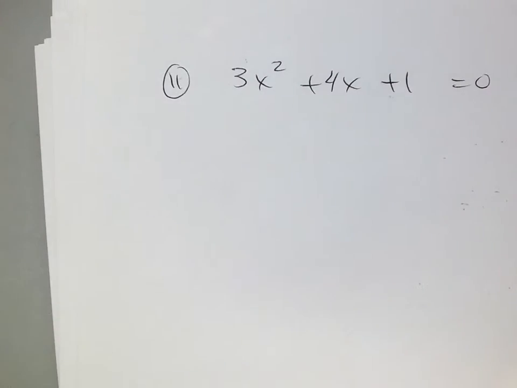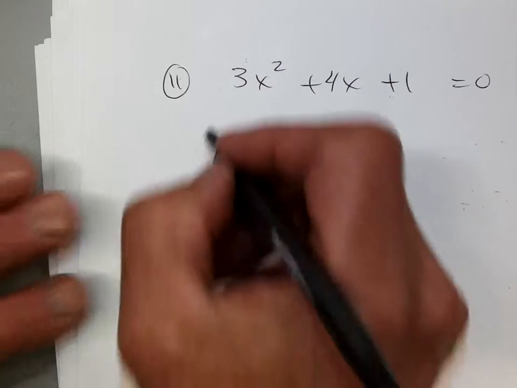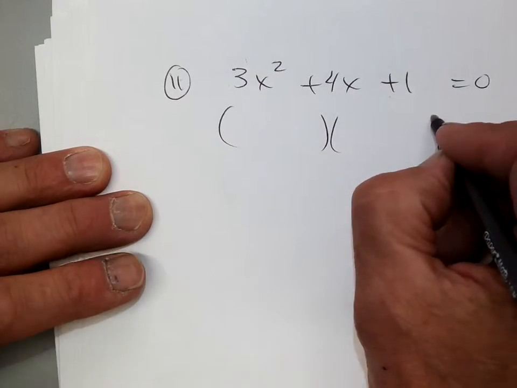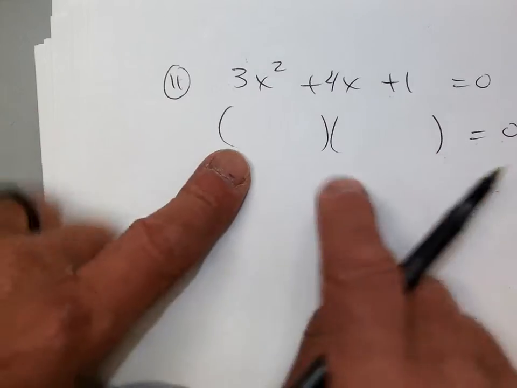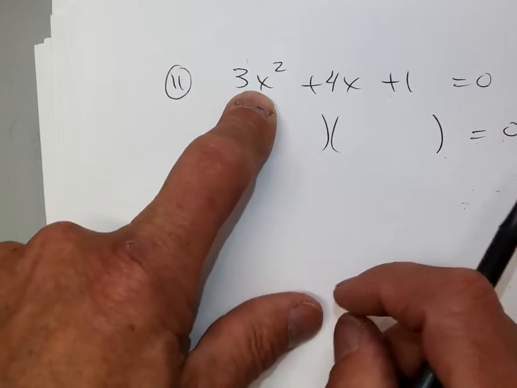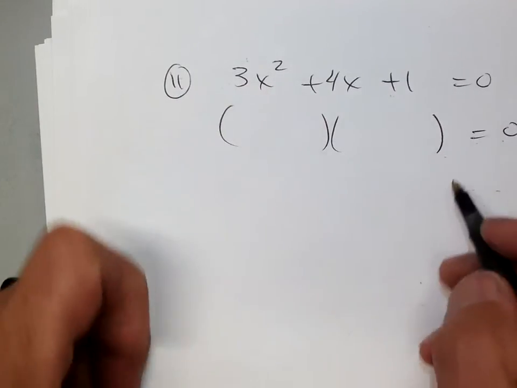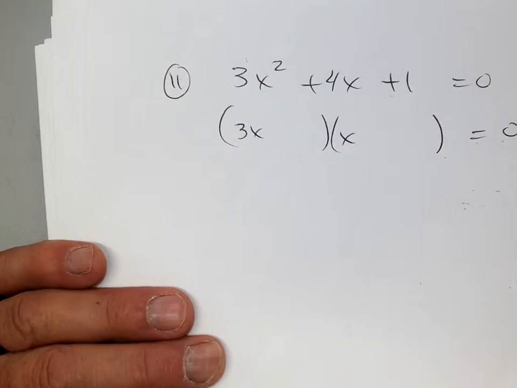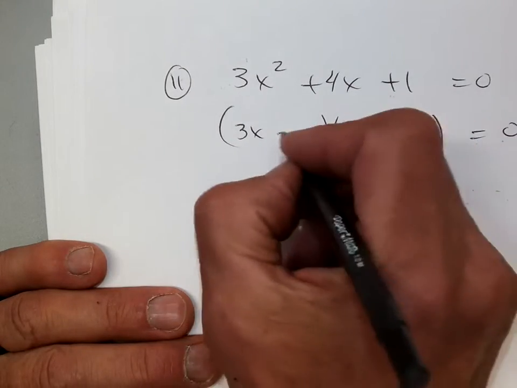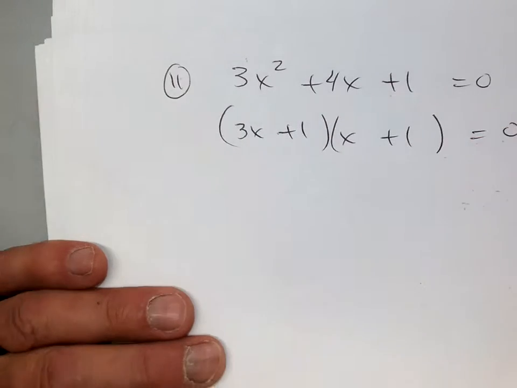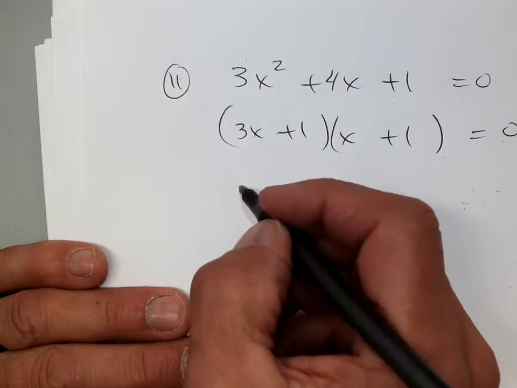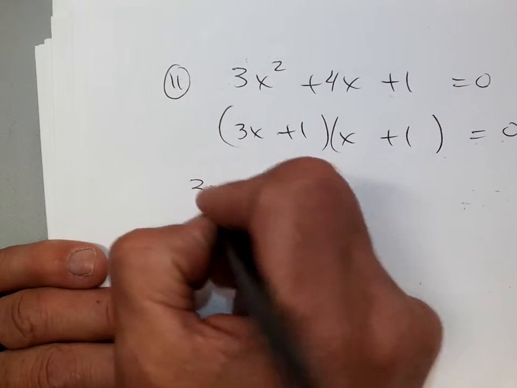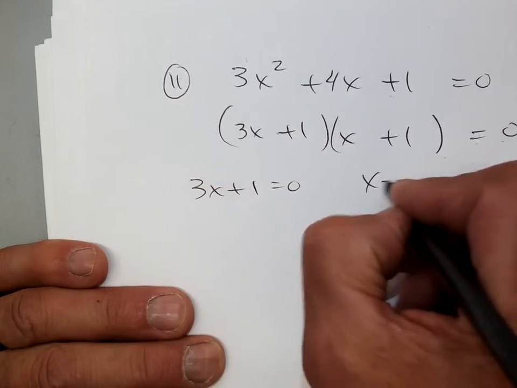Okay, factor. Well, if it says factor, it should factor, right? So let's check it out. The only way you can make a 3x squared is a 3x and an x. The only way you can make a 1 is with a plus 1 and a plus 1, right? Mini equations. You guys good with mini equations?